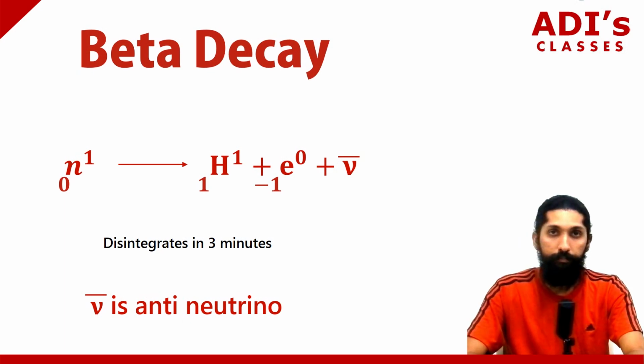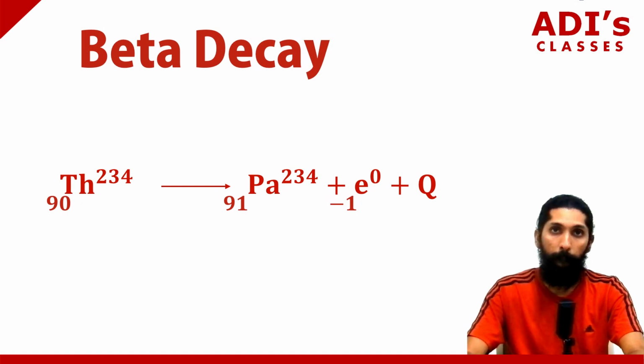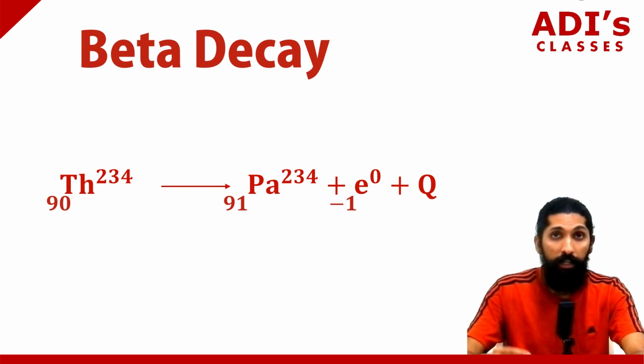Look at the example. Thorium is converting into protactinium. This is a beta decay. Now remember, whenever we talk about beta decay, an anti-neutrino will also come out.